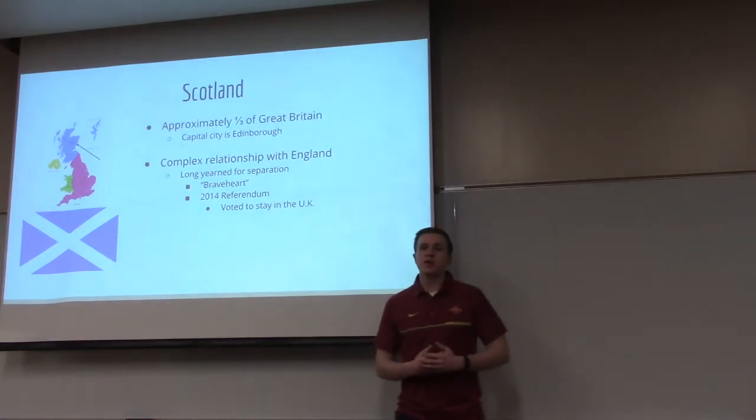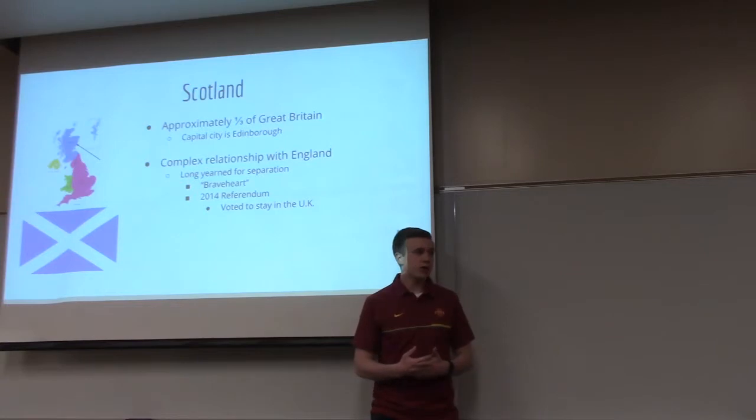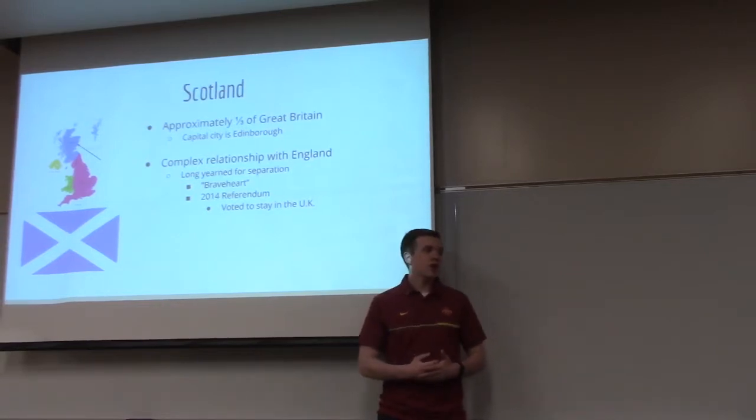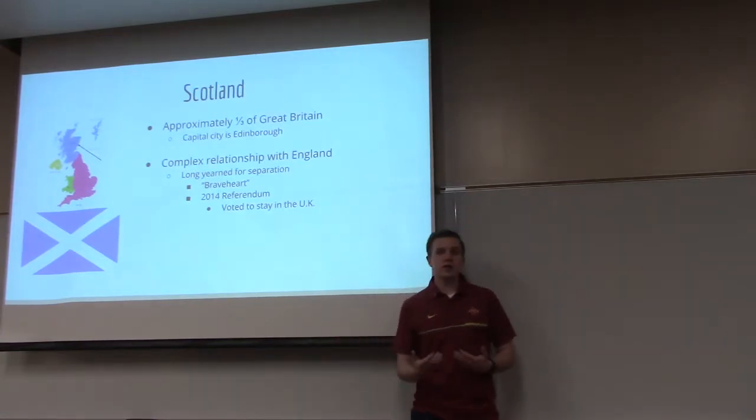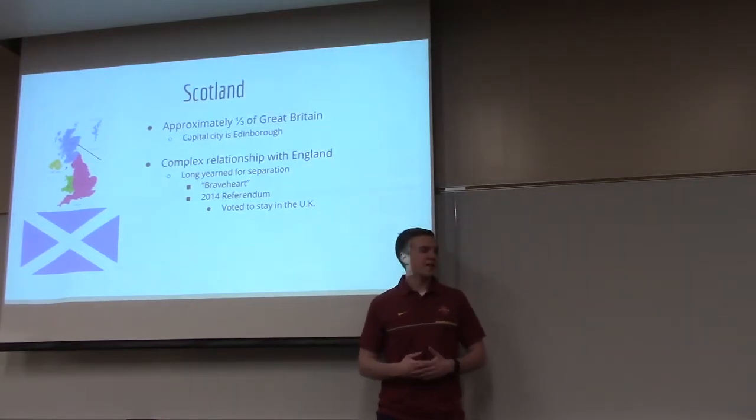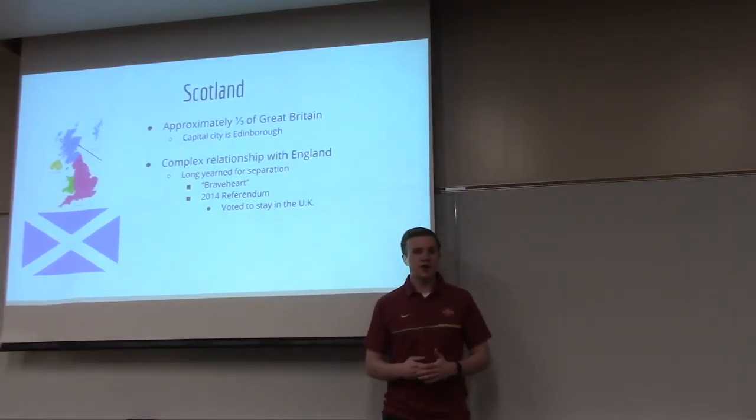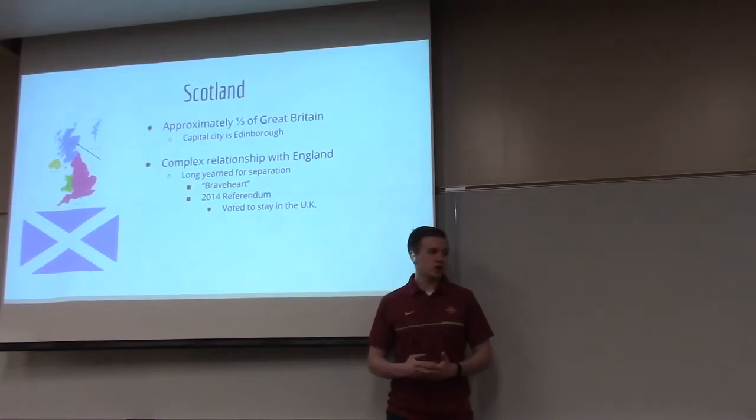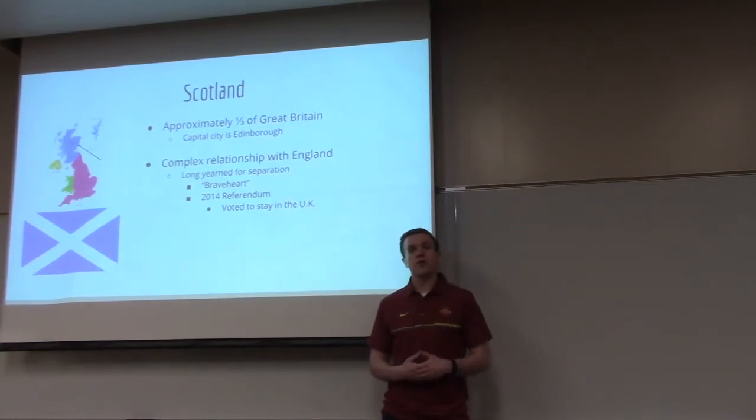Alright, so the next component of the UK that we'll talk about is Scotland. Scotland takes up approximately a third of the island of Great Britain, and its capital city is Edinburgh. Scotland for a very long time has had a very complex history and has kind of a strained relationship with England. For many years they've tried to separate from England. This goes back to one of my favorite movies of all time, Braveheart. They've fought for independence from their neighboring country. And then in 2014, they actually had a referendum to vote whether or not they should stay in the United Kingdom, but ultimately decided to stay.